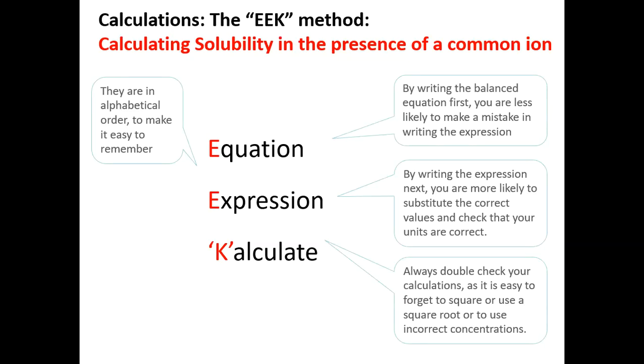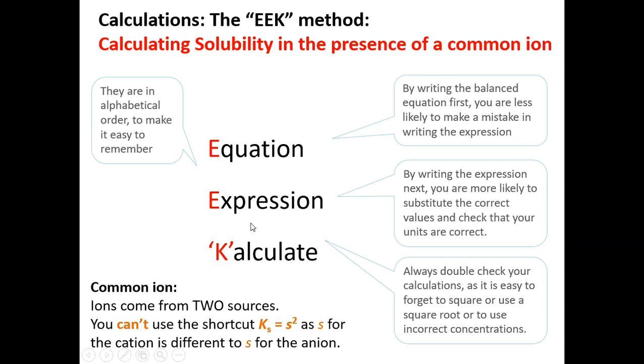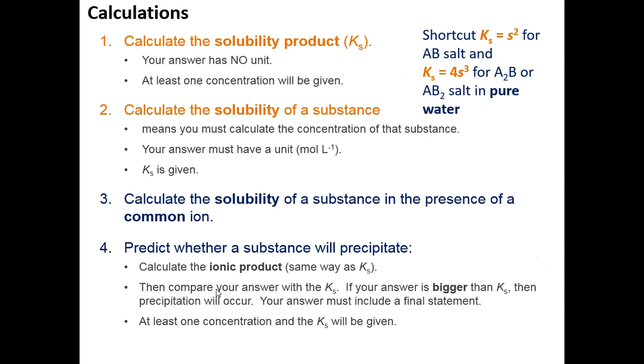Kia ora. Let's now look at this using the EEC method when we're calculating the solubility of a substance in the presence of a common ion. So we're going to follow the same thing. However, we now have our cation and anion coming from two different sources, of which one of them is already there. So we can't use the shortcut.